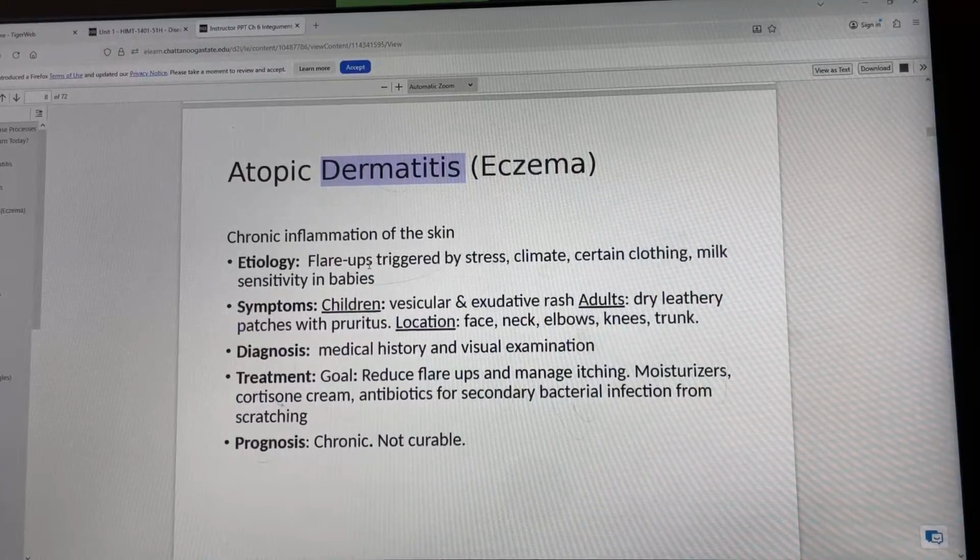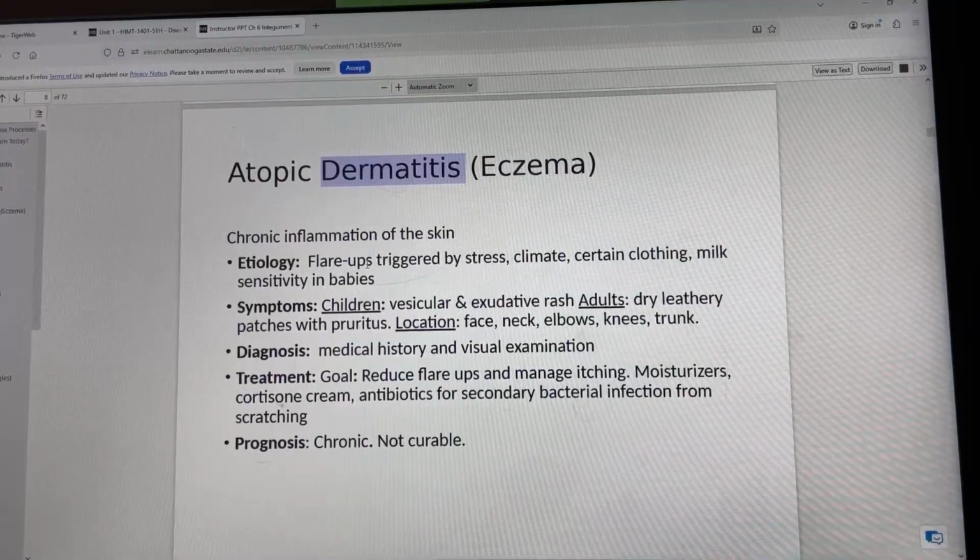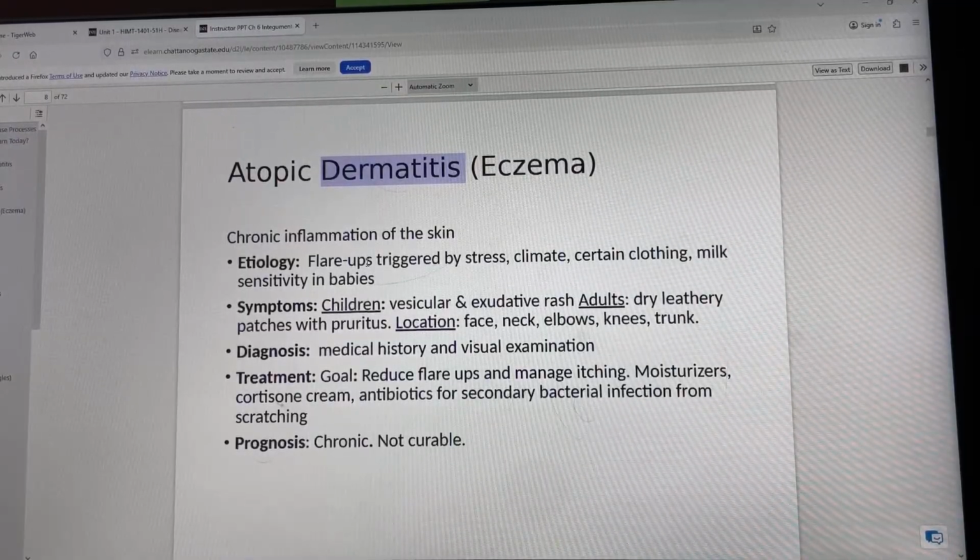My mom had really bad eczema on her feet. On her feet. Yeah, and it flares up for no reason. Yeah. So it's a chronic condition, right? It's just chronic inflammation that you try to manage, okay? People have different flare-ups depending on different triggers. Stress can be one, climate, clothing. Some babies have milk sensitivity and they get eczema, so they take them off and put them on different formulas to try and figure out what it is.